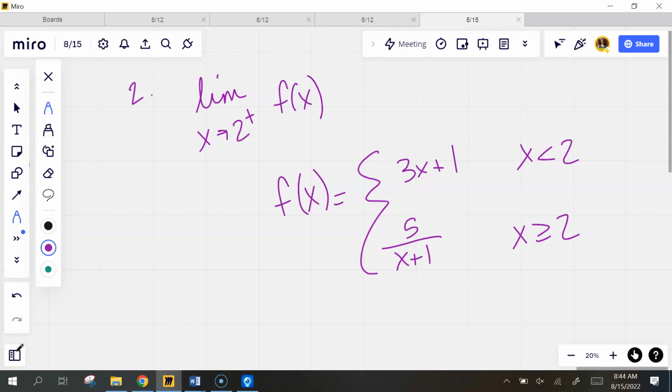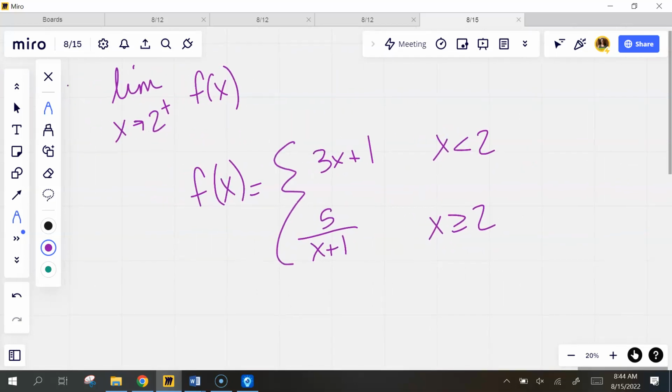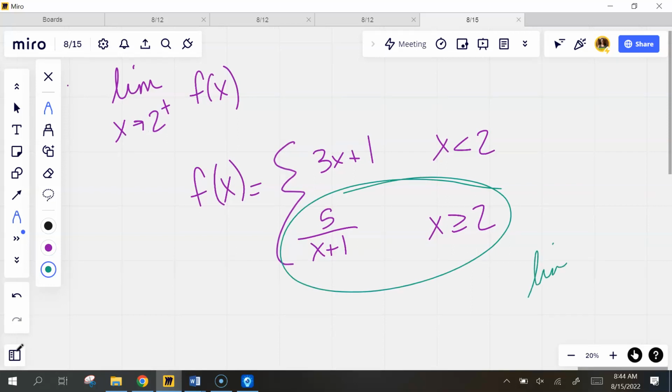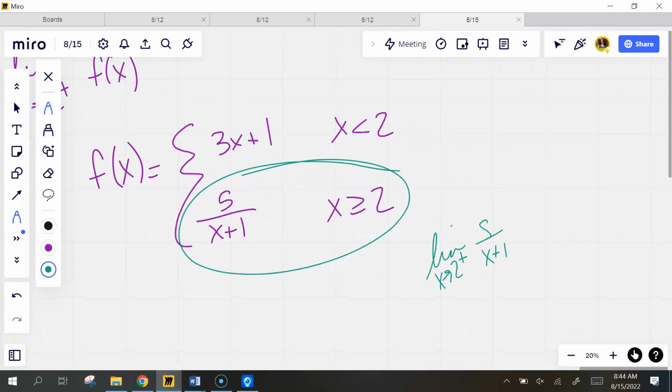Which equation are you using? Bottom. 2 from the right. This one comes in from the right. So really I'm looking at the limit as x approaches 2 of 5 over x plus 1. Can I sub? Sure, I can sub. Get 5 over 3. Everybody good on those one-sided limits like that? Speak now or forever hold your peace.